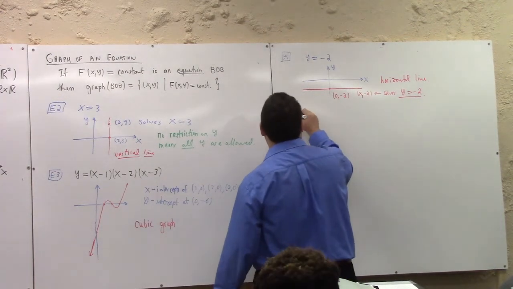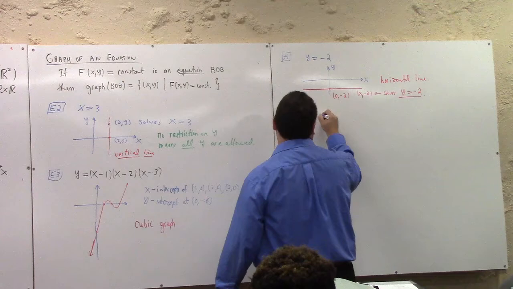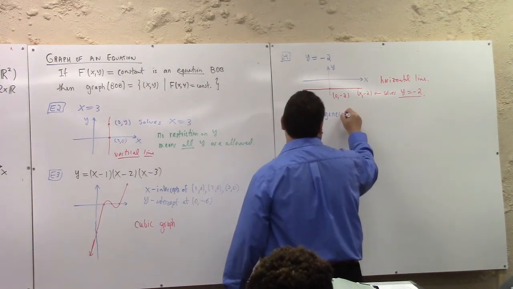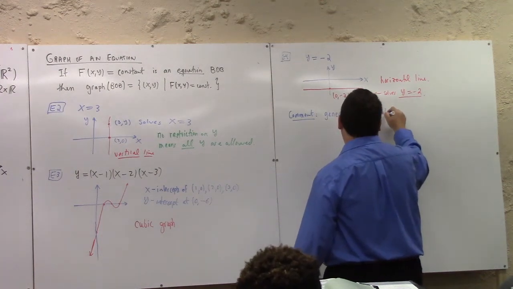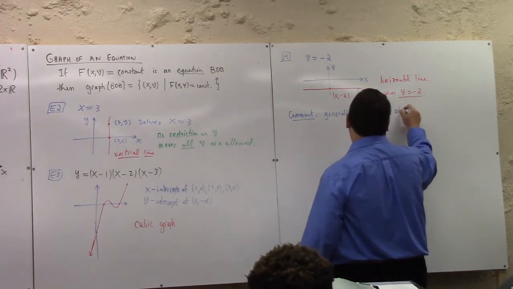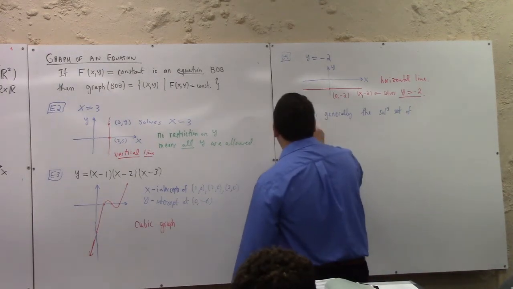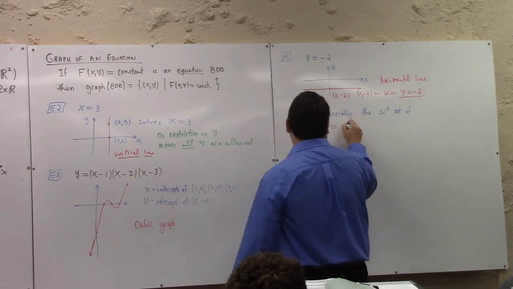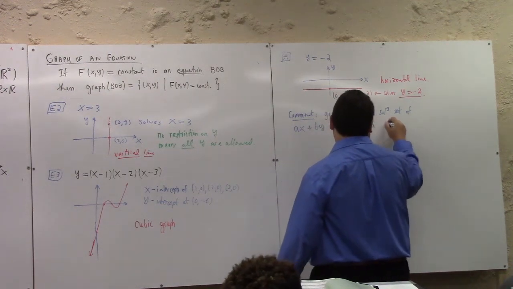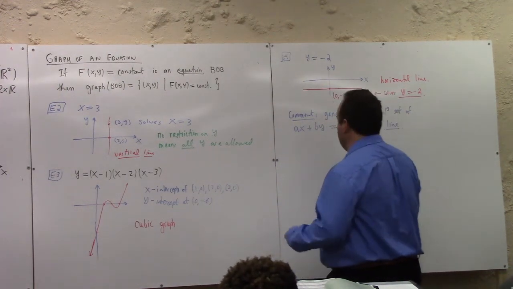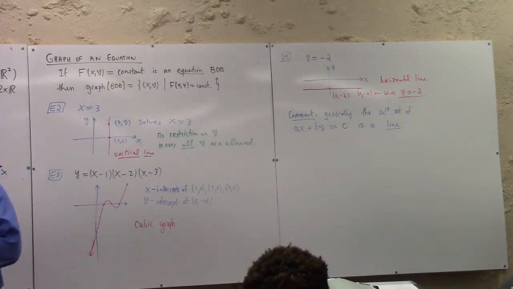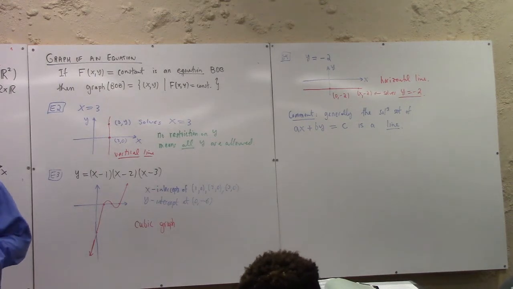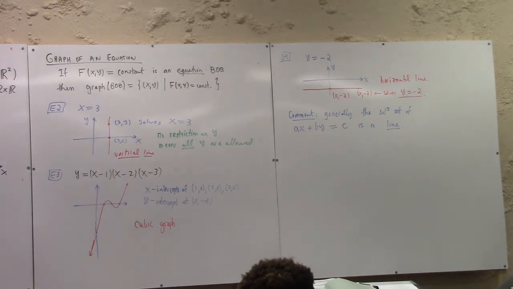Comment. Generally, the solution set of ax plus by equals c is a line. Right? So we've looked at some special lines, vertical line, horizontal line, right? But there are many others that are not vertical or horizontal, right?